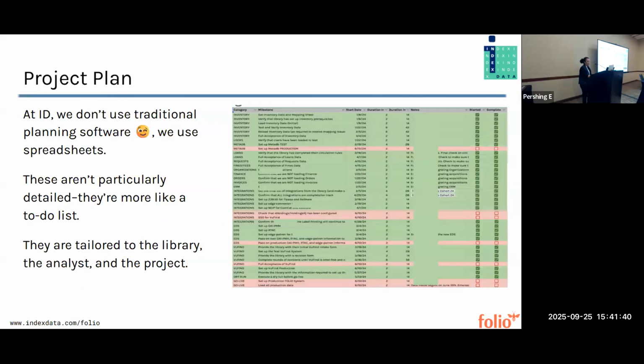At Index Data, we don't use traditional planning software, and there's a winky face here because sometimes on the back end I do use traditional planning software, but we like to be cool and use spreadsheets. These are not particularly detailed. They're sort of more like a to-do list. So some of the tasks might be getting your inventory data and filling out your mapping sheet, right? These are always tailored to the library, the analyst, and the project. So sometimes if a project's very simple, they might be more condensed. And if it is very complicated, they might have multiple pages. Things like that.